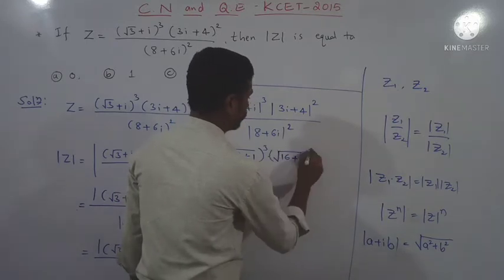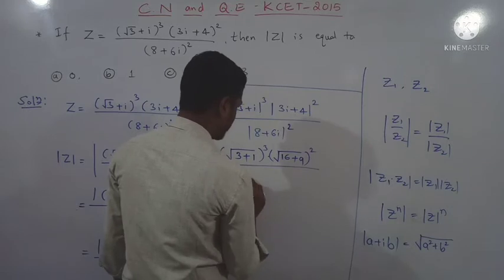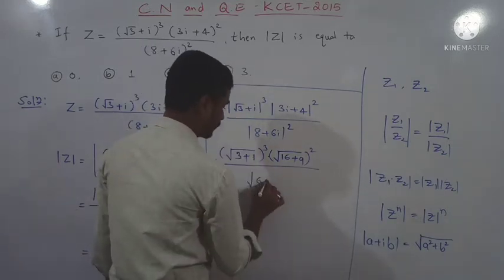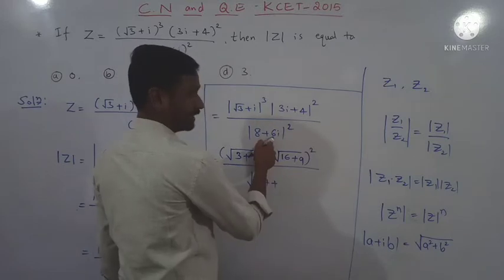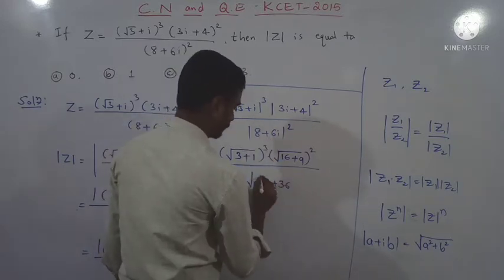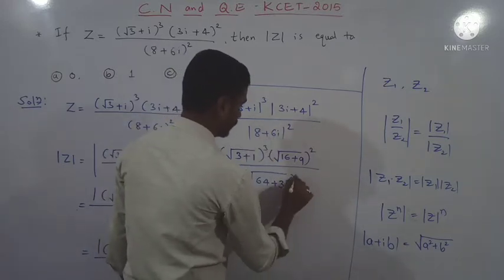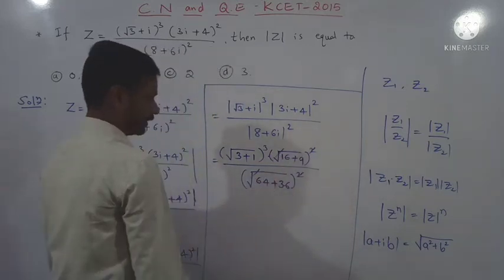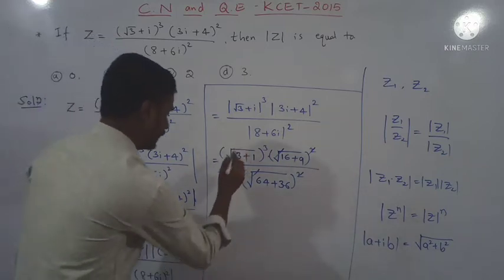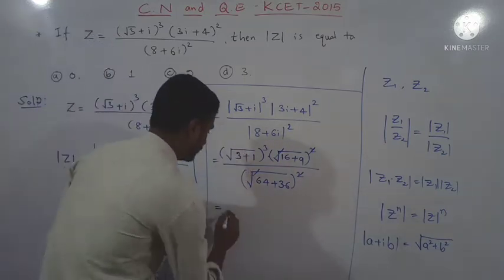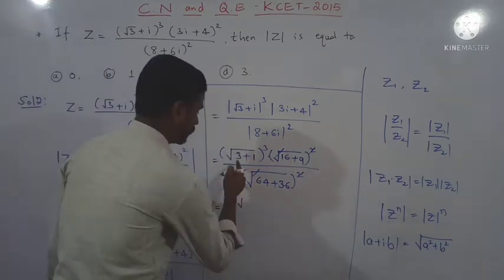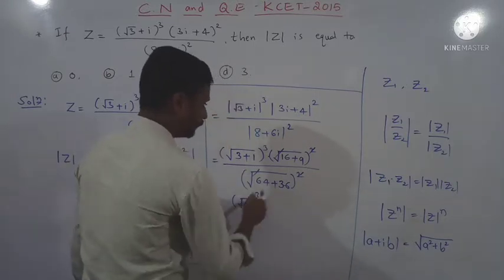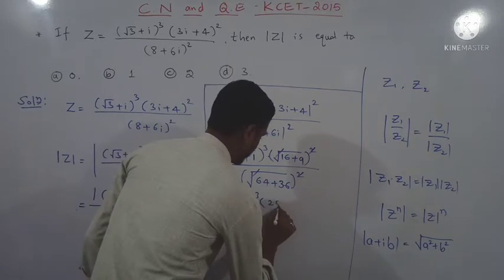Here the whole is squared, whole divided by square root of a square plus b square. a square means 8 square, that is 64, plus b square means 6 square, 36. The square root cancels in these two terms. After the square root cancels, what remains, simplifying inside: square root of 3 plus 1 is 4, whole cube into 16 plus 9, 25.